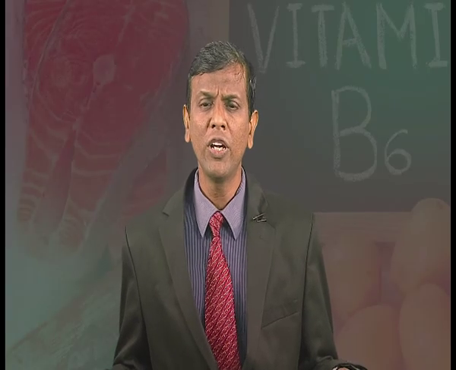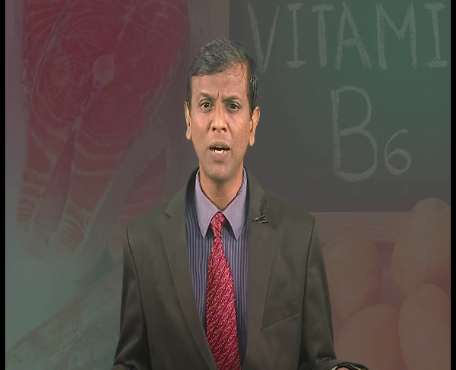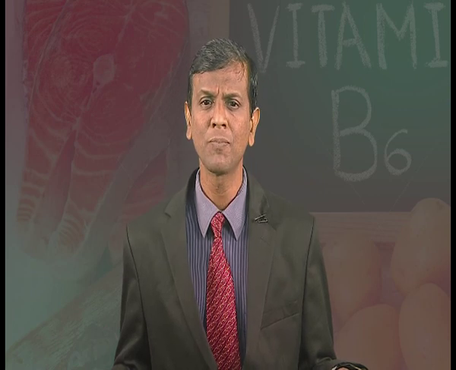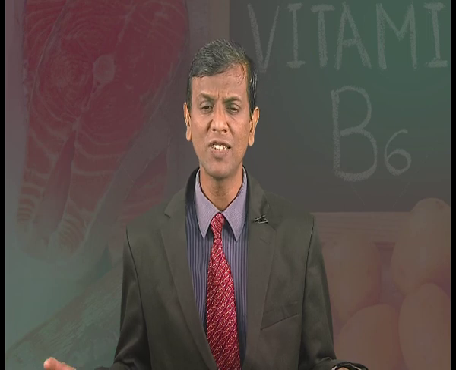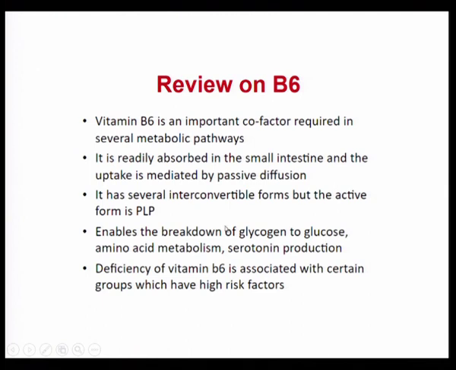Now we are going to have a quick review on B6. So it's a wonderful, important water soluble vitamin, and it partakes in several metabolic pathways, and we have seen the absorption is passive because once inside the cell it's phosphorylated, and the active form is PLP. Right from glycogen to amino acid metabolism and neurotransmitter production, vitamin B6 plays a very important role. And above all, deficiency can give rise to really serious neurologic complications.